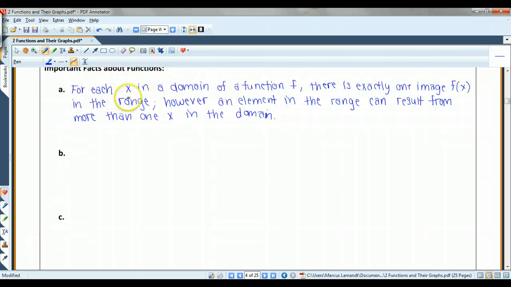For each x in the domain of a function f, there is exactly one image f of x in the range. However, an element in the range can result from more than one x in the domain. So for example, if you have a bunch of x's and a bunch of y's, you can't have one x correspond with more than one y. But you can have more than one x correspond with the same y. This is okay. But if this x were going to two different y's, that would not be okay.